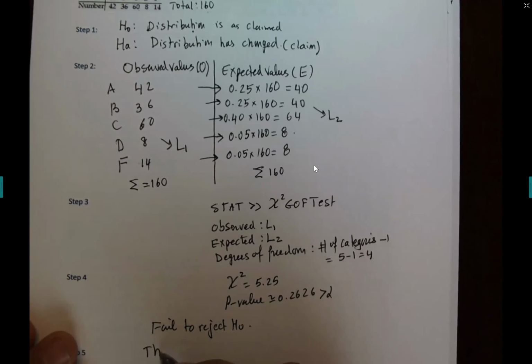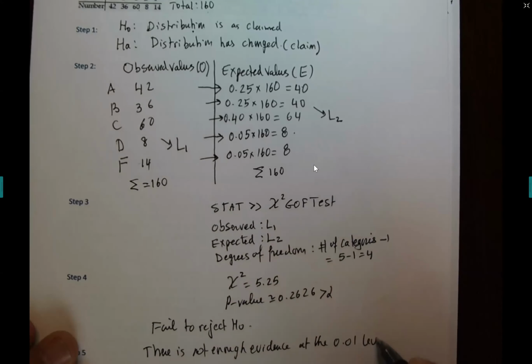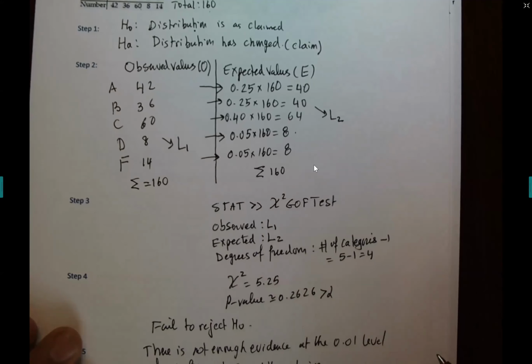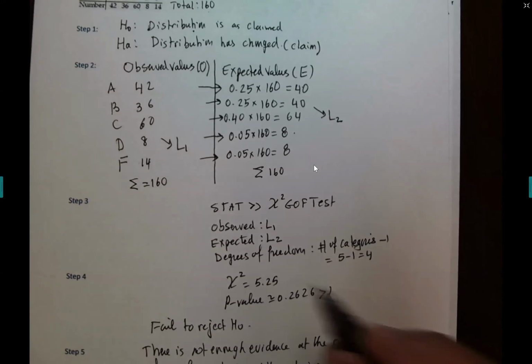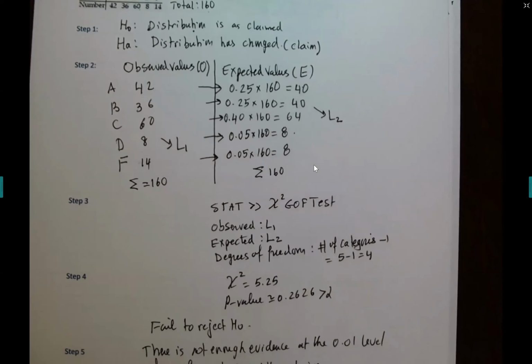And you say there is not enough evidence at the 0.01 level of significance to support the claim that the distribution of grades has changed. It didn't change, guys, because you notice the observed values almost match the expected values. If there is no big difference between the observed values and the expected values, that means the original distribution is still valid.